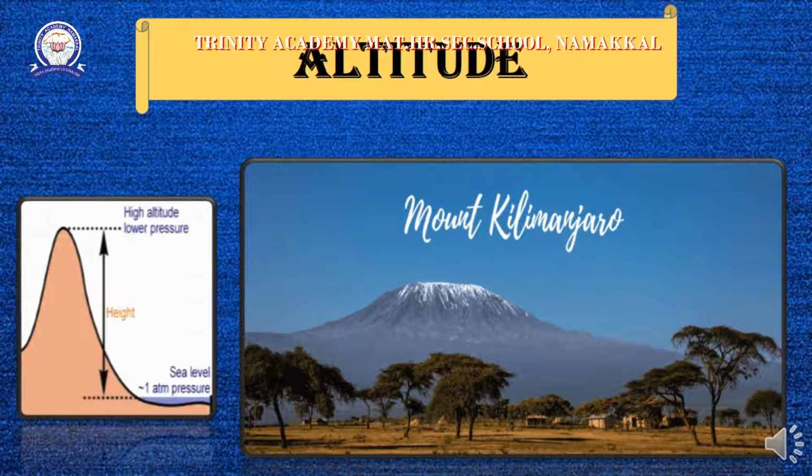Height above the sea level. Children, what is meant by altitude? Yes, the height of a place above the sea level. Do you know why people go to hill stations in summer? This is because the hill stations have a cooler climate than the plains. The higher we go, the cooler it becomes. This is because the temperature falls when the height increases.